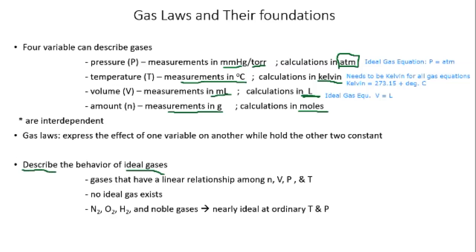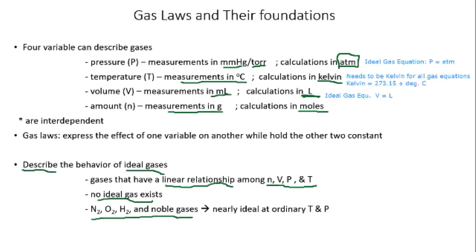And this means that these gases have a linear relationship among the different quantities or properties of a gas. Now, while no ideal gas exists, there are some gases that can behave very close to ideal gas behavior at very common temperature and pressure.